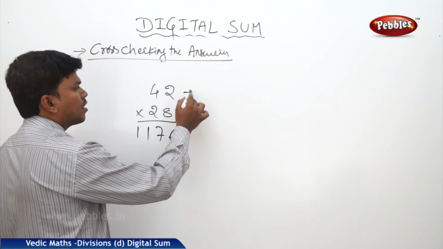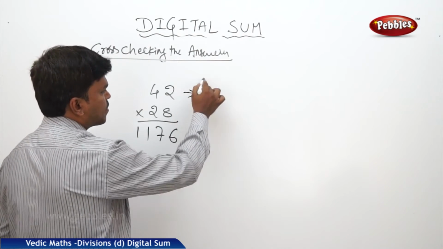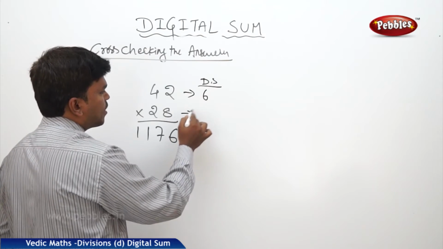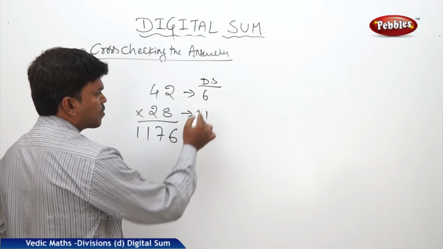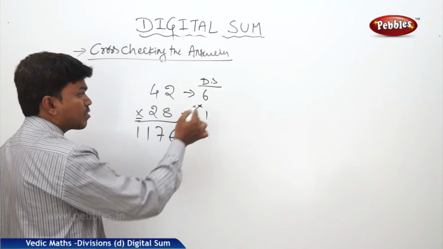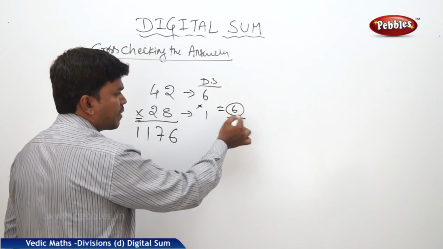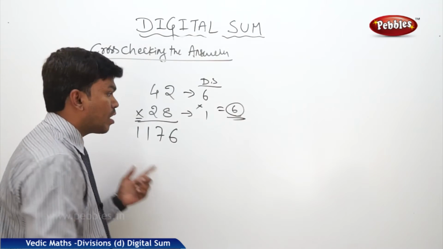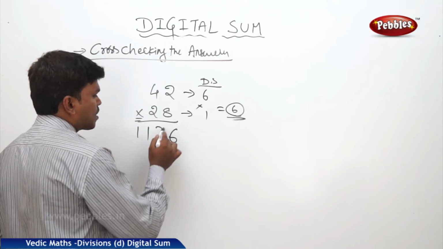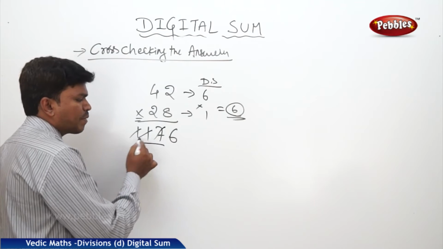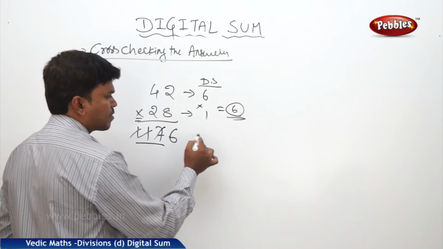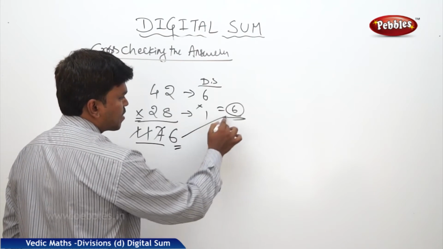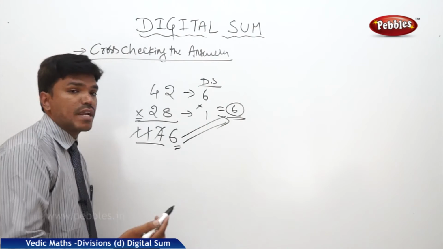So I want to cross check whether my answer is right or wrong. Now immediately check. 42, digital sum is 6. 28, digital sum is 1. So what are you doing here? Multiplication. So 6 into 1 is 6. That means your answer's digital sum should be 6, otherwise it is wrong. So anyhow, 72, you can cancel, because it is adding up to 9. So finally 6 is my digital sum. It is matching. So my answer is right.